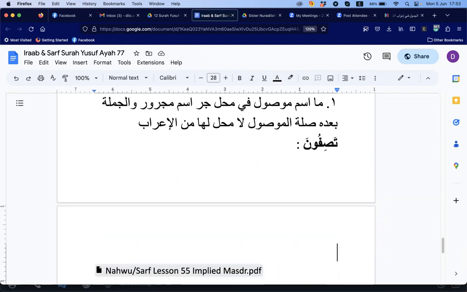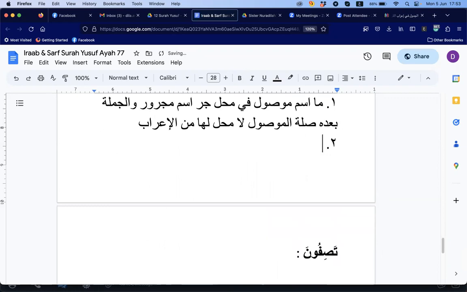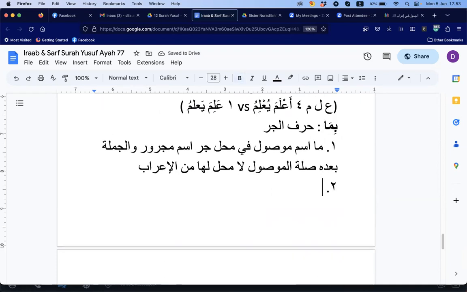Okay, so if there's one, means there's a second one. Whenever you have ism mausul, most probably the second one would be ma masdariyah. In this case, you don't say this is fi mahali because ma masdariyah is a harf. This is mausul ism. This is mausul also, but harfi. So you don't say fi mahali here. You just leave it like this.